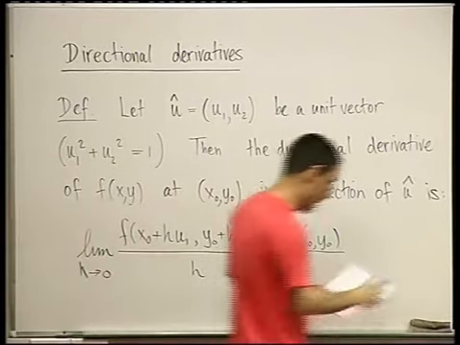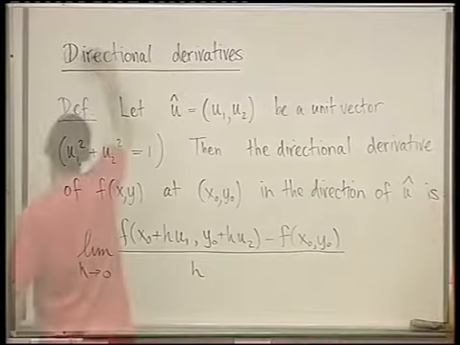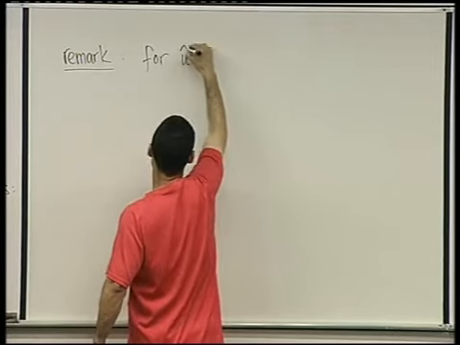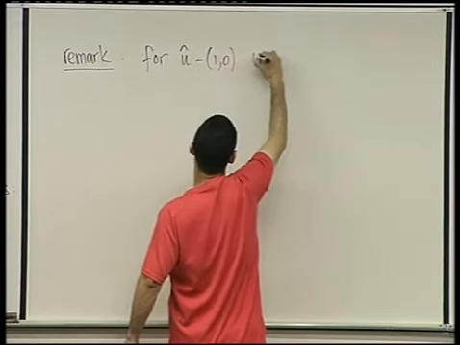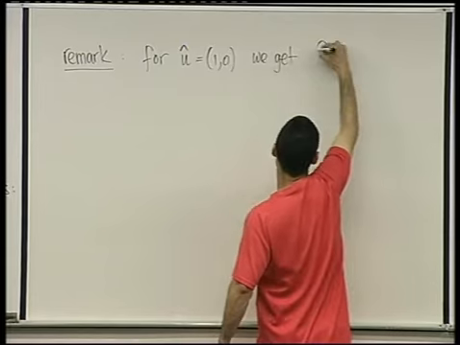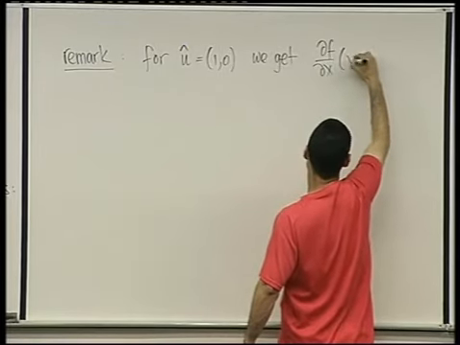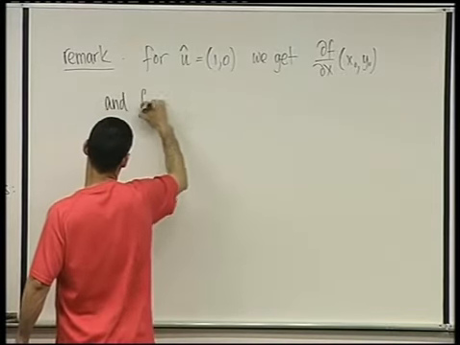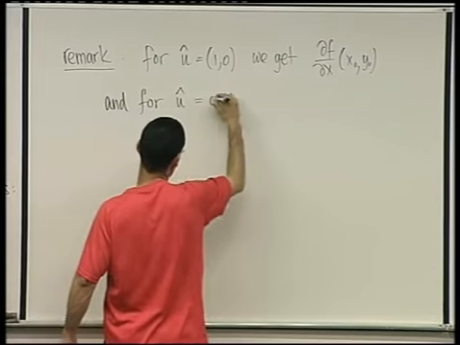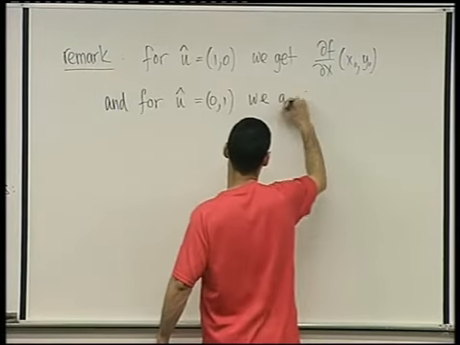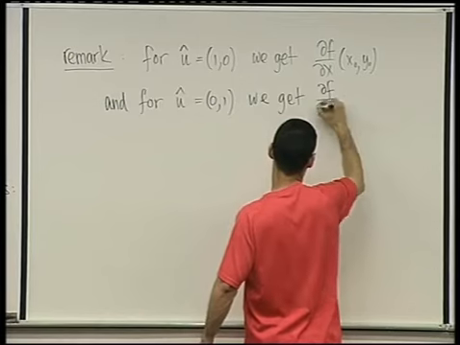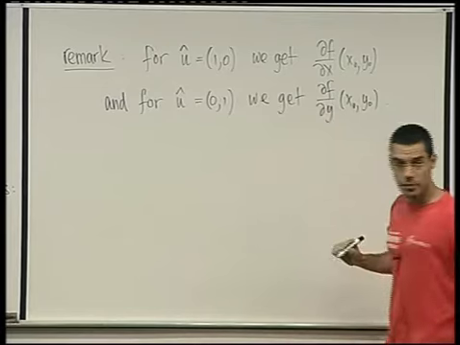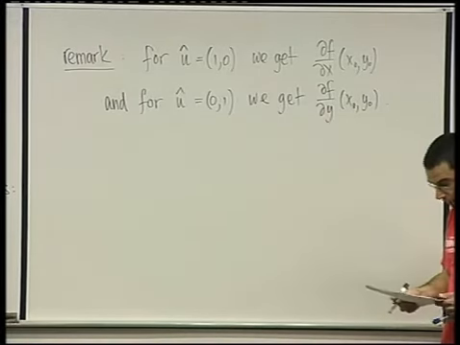Okay, so let's remark that. Remark: for the specific u, which is (1, 0), we get df/dx. And for u equals (0, 1), we get df/dy. Okay, everybody see that? Okay, good.